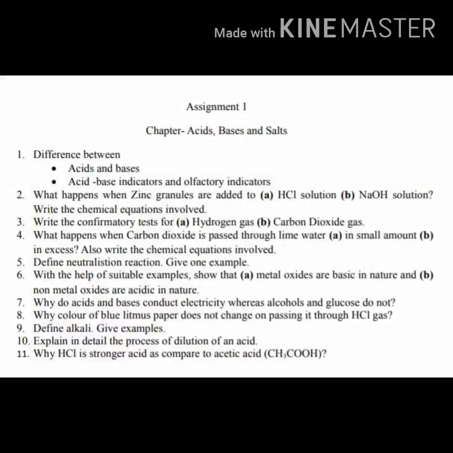Now, come to question number 4. When we pass carbon dioxide gas through lime water in small amount, it will turn lime water milky due to the formation of calcium carbonate. The reaction will be Ca(OH)2 plus CO2 gives CaCO3 plus water. But when this carbon dioxide is passed in excess, then the milkiness disappears and the solution becomes clear due to the formation of calcium bicarbonate, and the equation will be CaCO3 plus water plus CO2 gives Ca(HCO3)2.